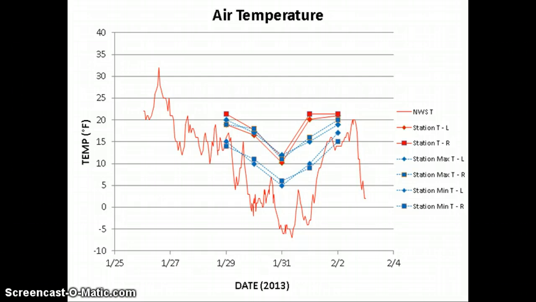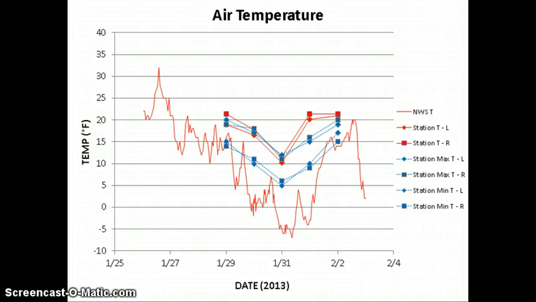On February 1st, I recorded a max temperature of 15 degrees, a low temperature of 10 degrees, and an average temperature of 12.5 degrees. This recording was taken at 3 p.m. The skies were slightly overcast and there was a slight wind. There was no precipitation.